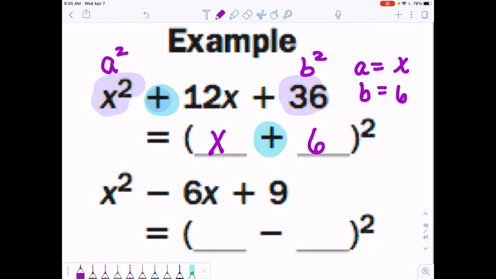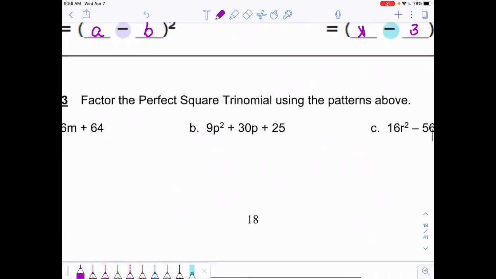So if you look at the second one, we have x squared minus 6x plus 9. We're still going to say, what is A? Obviously it's x. And then Emma, what times what makes 9? 3. So a minus sign in front of the 6 is why there's a minus in the parentheses. And then it is just x minus 3, and that's it. But it's squared.